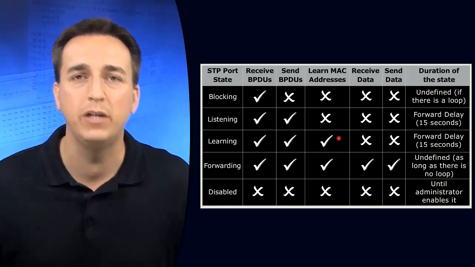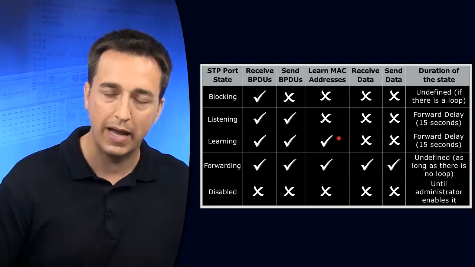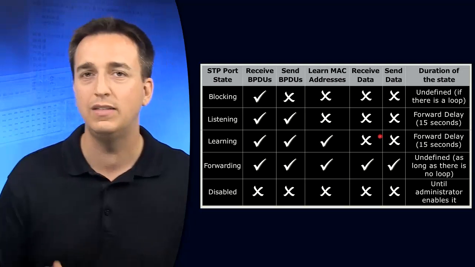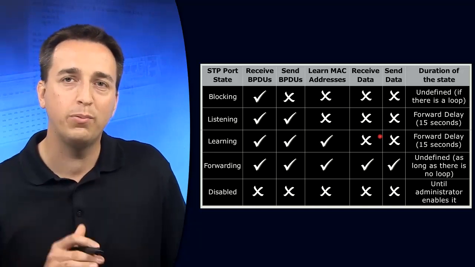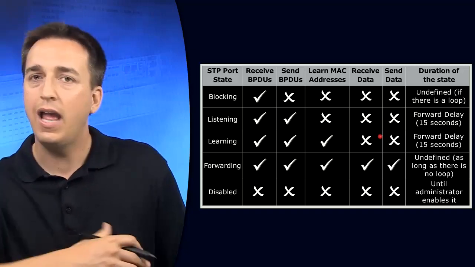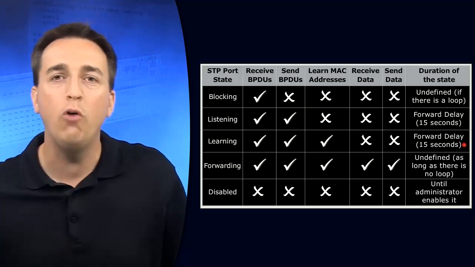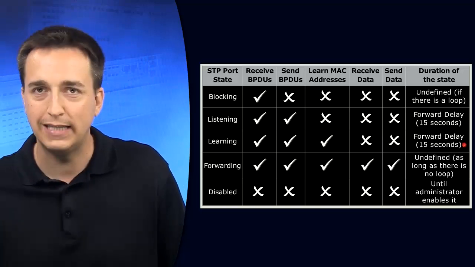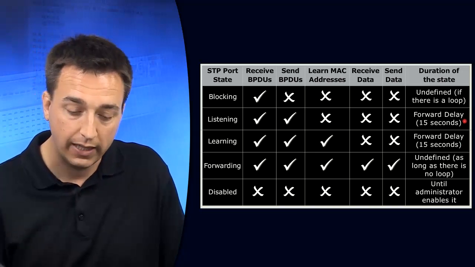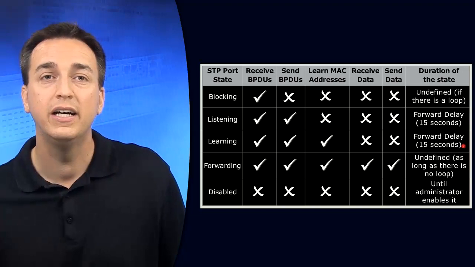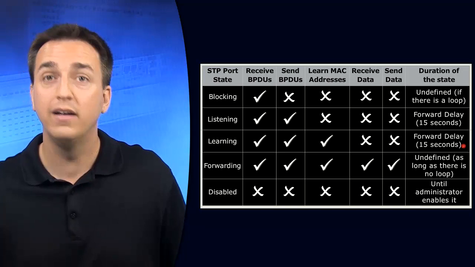But we can get ahead of the game here and start to learn some MAC addresses on that interface, which is very beneficial, speeding up the learning process of MAC addresses. But we're still not going to send and receive data at this interface because the switch is not 100% sure that it has guaranteed a loop-free topology just yet. It won't know that for sure until another 15 seconds expires. So during the transition process, you spend 15 seconds in the listening state and 15 seconds in the learning state just to make sure that the decision that was made was accurate.